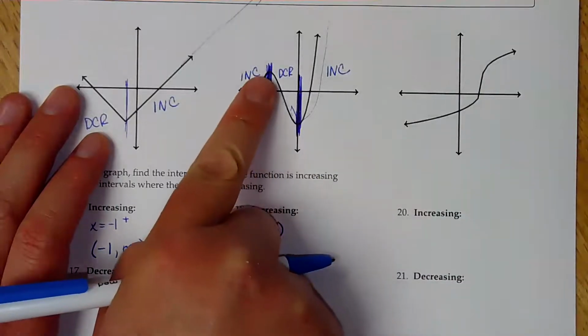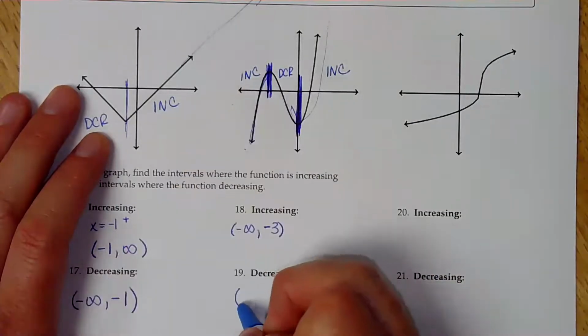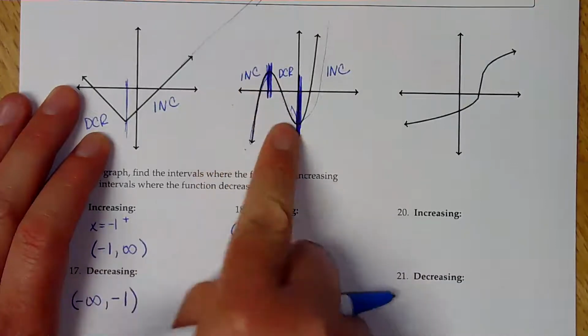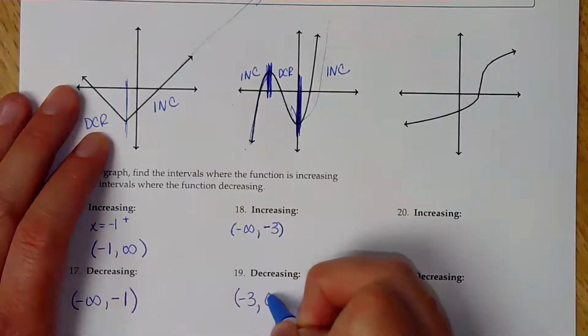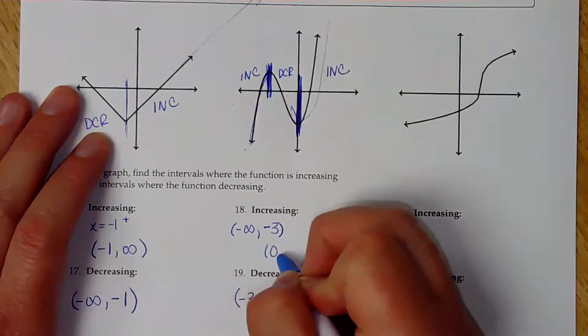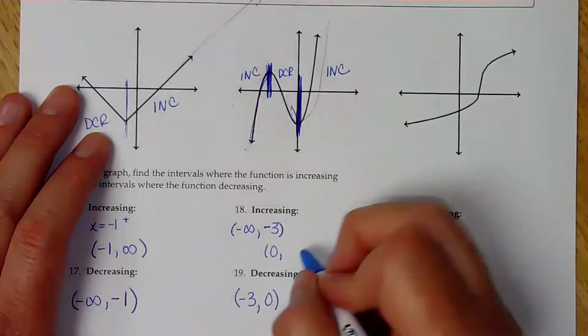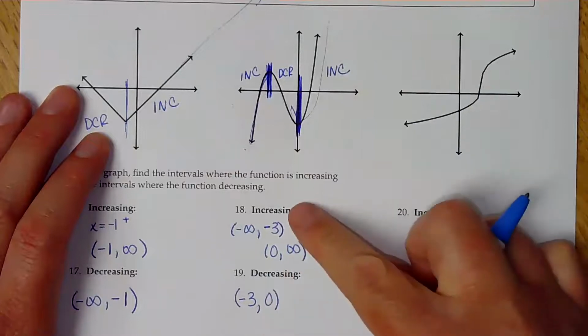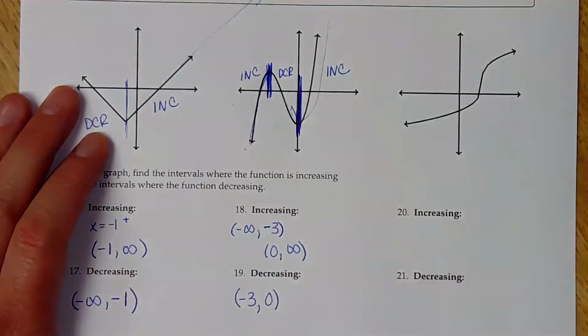And then this next piece, we'll pick up where we left off. So we'll call that negative 3 to 0 is in the decreasing. And then we start again at 0, and this one's in the increasing group. It's going up, up, up, so 0 to infinity. So I have 2 intervals increasing, 1 interval decreasing.